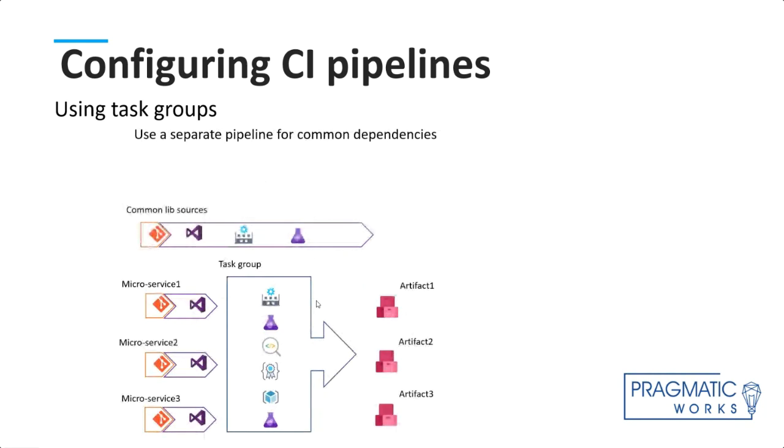I recommend using a common dependencies pipeline separately, so it can build the common artifacts which we'll be using in those task groups for the microservices pipelines.